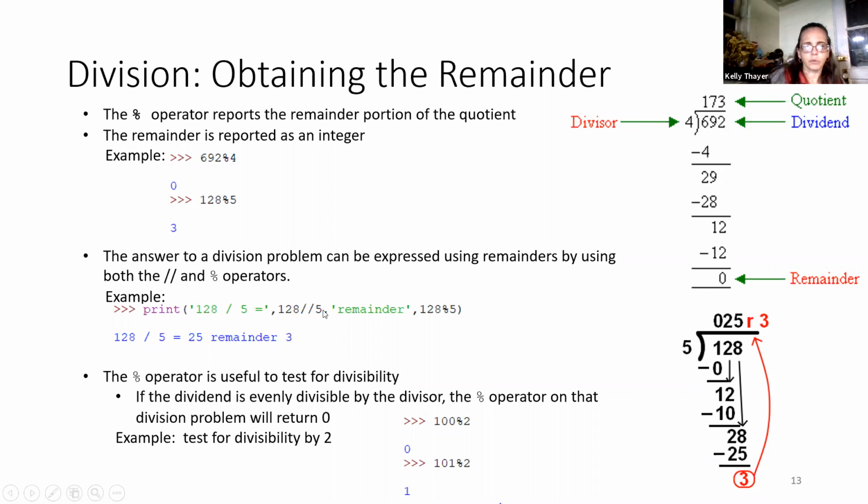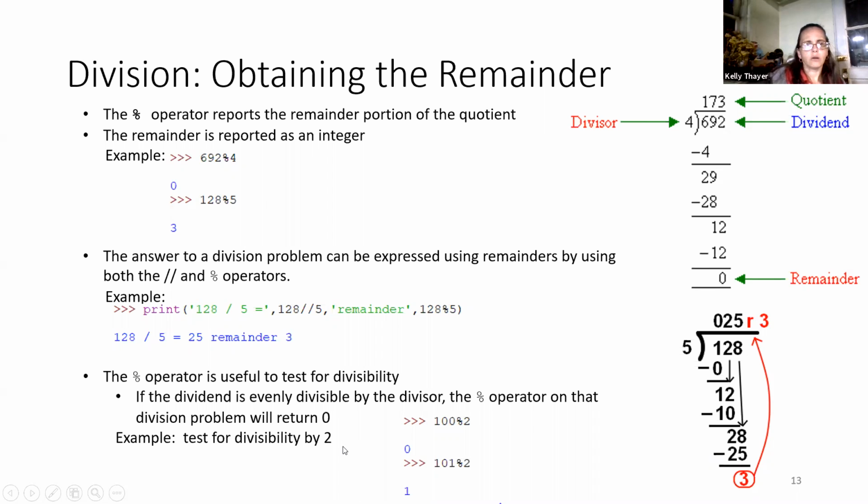And then here we will get 128 divided by 5 to get the whole number part, which reports this 25. And then we put the word remainder, and then we will put in the answer for the remainder, 128 % 5, which is 3. And that's how Python will print back this statement here. So we can, in fact, get both parts in order to do this.